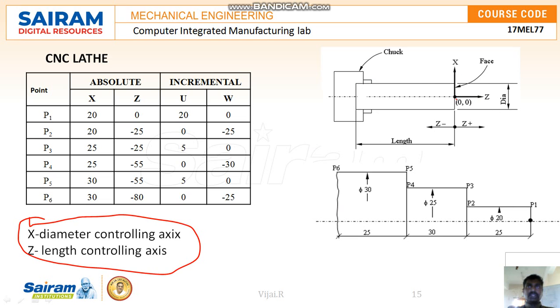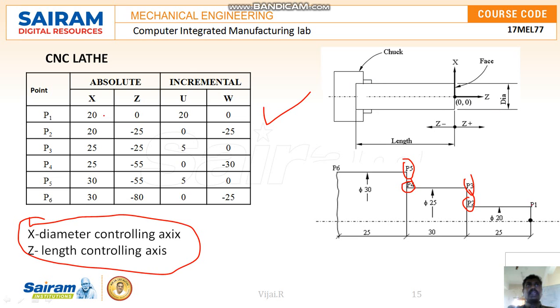Okay, fine. So we are going to make a component with diameter 20, diameter 25 and diameter 30, with a length of 25 mm, then 30 mm, and then 25 mm. I want to produce this component by using a program. Before going to the program, I have to write the absolute or incremental coordinate points. Here are point number 1, 2, 3, 4 and 5, marked as P1 to P6. The x value is the diameter value, and z is 0. So here the diameter is 20 and z is 0.